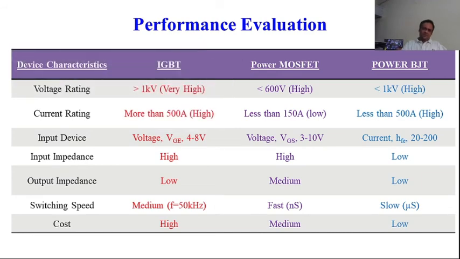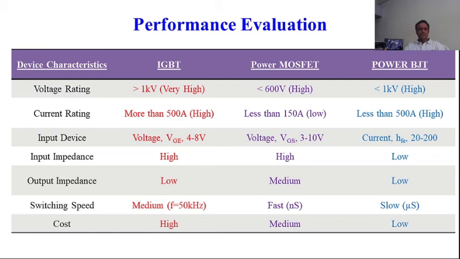Now we are going towards a performance evaluation between the three most usable power electronic switches: IGBT, power MOSFET and power BJT. Power BJT is generally called a BJT, doesn't matter if it's power or not. Voltage rating for the IGBT is generally greater than 1 kilovolt. That means it is available at very high voltage ratings. On the other side, power MOSFET is available at less than 600 volts, and the power BJT also has less than 1 kilovolt availability.